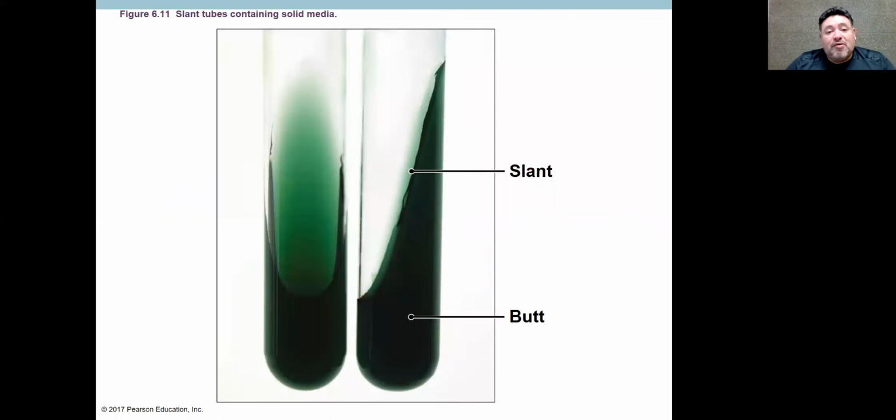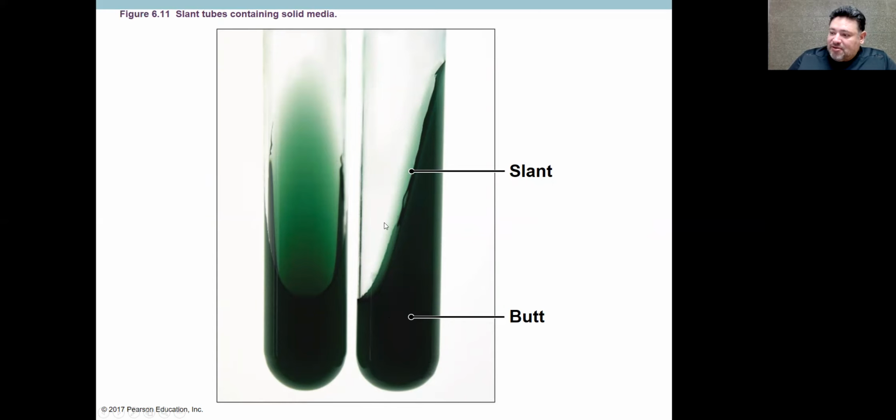Okay. Now we're going to move into types of media. If you look at a tube and it's got media in it and it's gelled at an angle like that, it is not a mistake. It's been done that way purposely. This tube is called a slant, and that slant typically has what's called a deep butt. Here's a deep butt, okay?